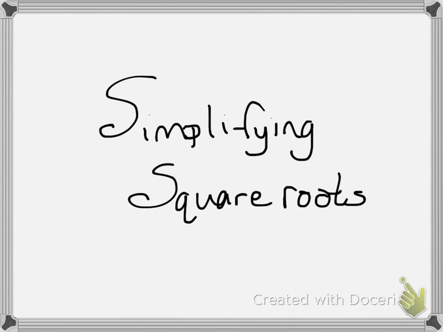When we're working with square roots, we have to deal with the fact that there is something under that we need to pull out. So if you have a square root of 25, that's simple. You just do 5.